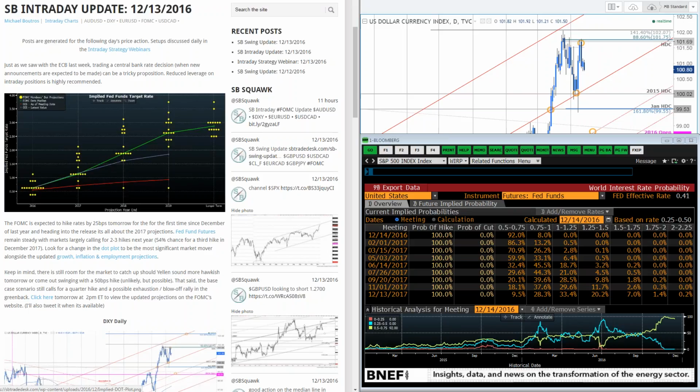Rob says, I missed the first 10. Apologies if I explained this already. In a remote scenario of no rally by the Fed, would you short dollar yen? Yes, and how? So, Rob, we're already short dollar yen.